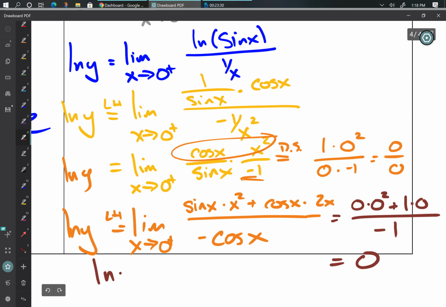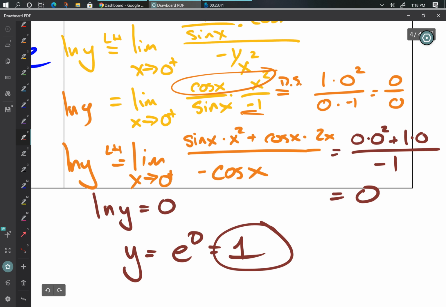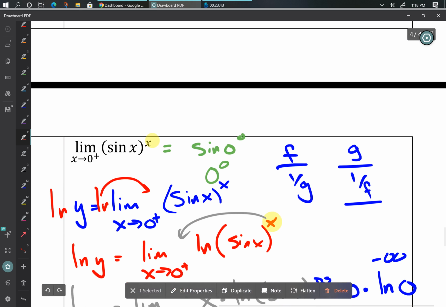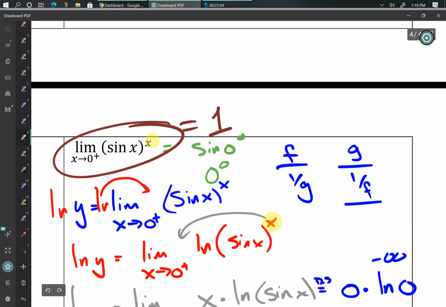So that means that the natural log of y is equal to 0. But if the natural log of y is equal to 0, then y is equal to e to the 0, and e to the 0 is 1. And so if I chase that all the way back up to the top, this hot mess should be equal to 1 as x approaches 0. Now, I'm not feeling comfortable at all about this. So what do I do when I'm uncomfortable with an answer? Well, I seek a different way to arrive at it.